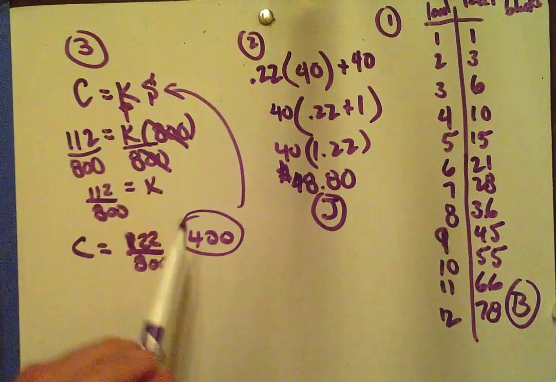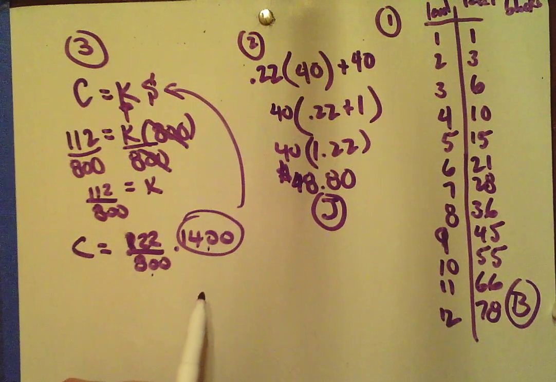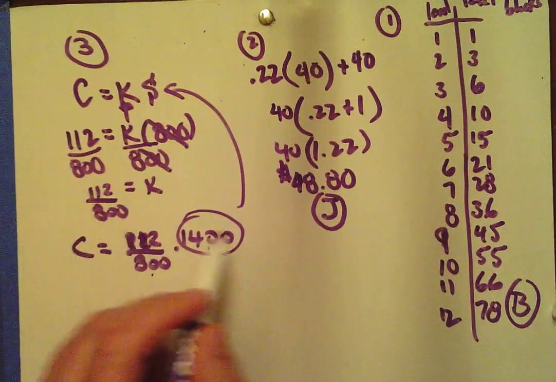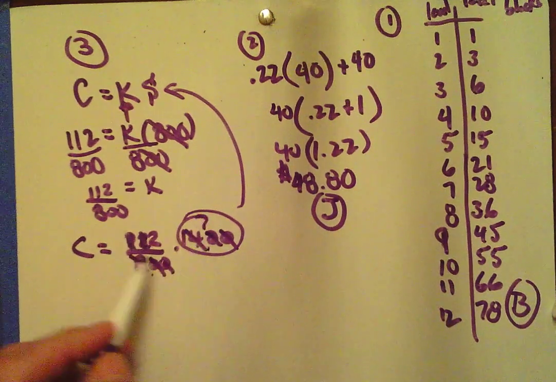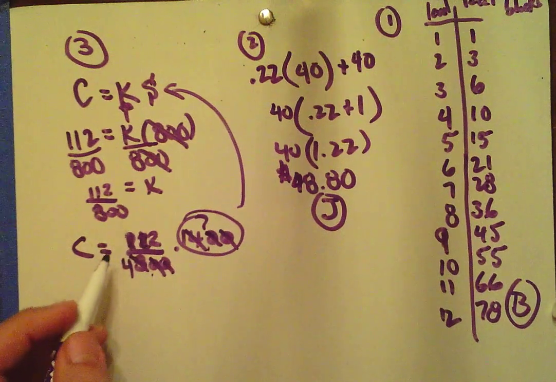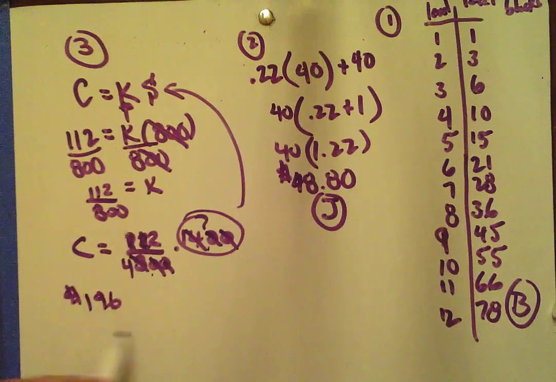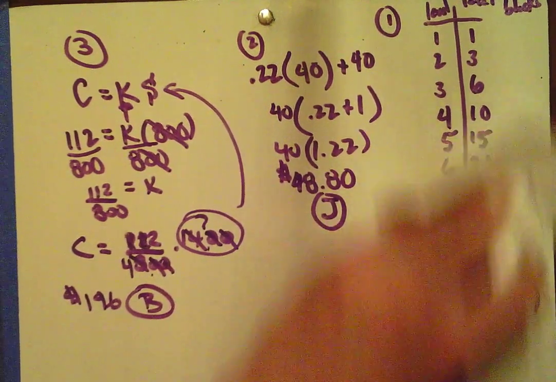When I multiply the 1,400 in sales times our constant of proportionality, 112 over 800, I've got some canceling here. I could even take this further, 7, 4. And when I finish simplifying, I end up with $196 in commission, and so choice B for number 3. Okay, let's take a look at 4.